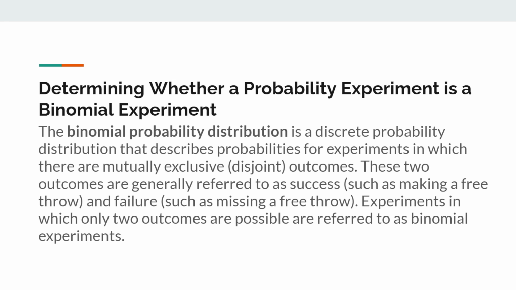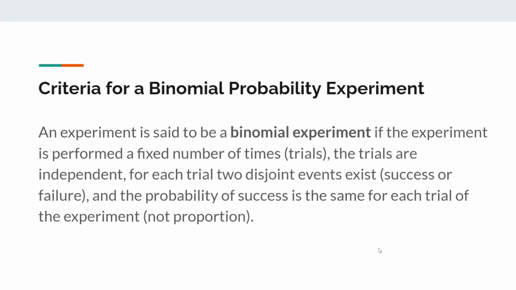These two outcomes are generally referred to as success, such as making a free throw, and failure. Experiments in which only two outcomes are possible are referred to as binomial experiments. This is slightly misleading, and I'll get to that in a second. Let's explain why it's a little bit misleading.